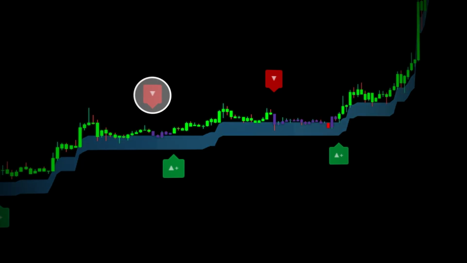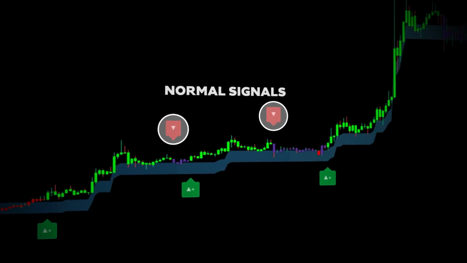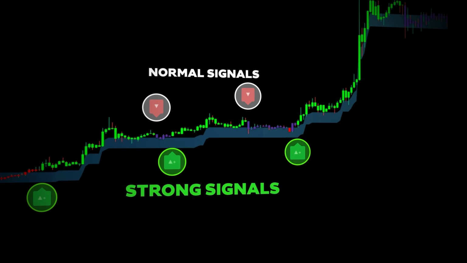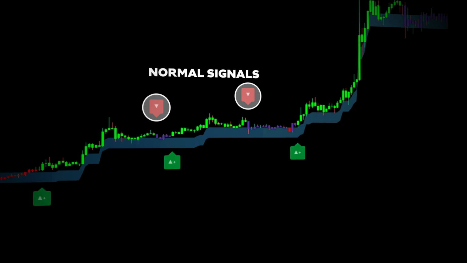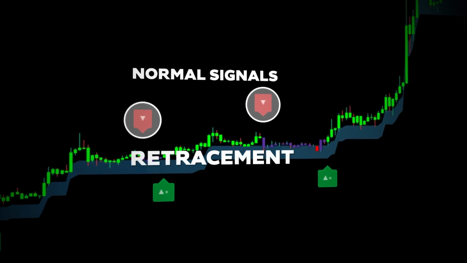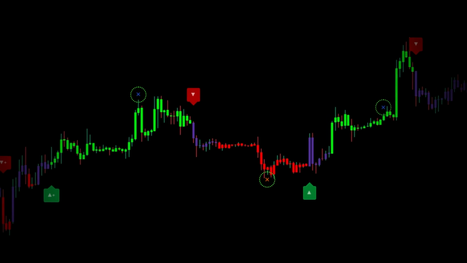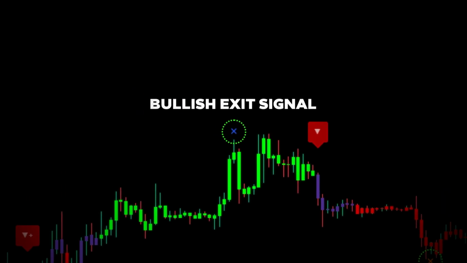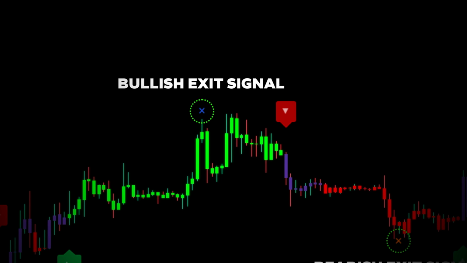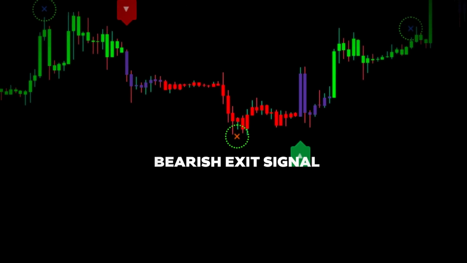There are 2 types of confirmation signals: normal signals and strong plus signals. Strong signals are signals that are in accordance with the current estimated trend, while normal signals can be caused by a temporary retracement. The confirmation signal mode includes exit signals. These are represented by colored crosses on the chart. A bullish exit signal is displayed as a blue cross, and a bearish one displayed as an orange cross.